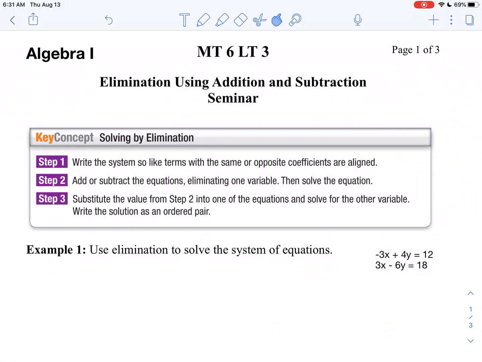Hello. In this lesson, I want you to solve systems of equations by elimination. Sometimes they're called linear combinations. What I want you to do is add or subtract our equations. The vocabulary we're going to come across is elimination. When we get started here, here's what we're going to do.